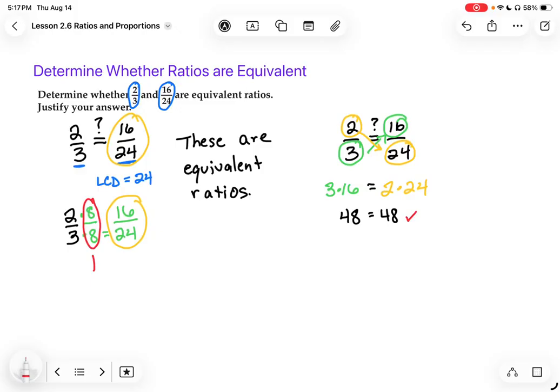So there are two different ways for us to answer this question. And so when you're answering this, you just pick whichever method seems easier at the time. Is it easier for us to find a common denominator and prove it that way? Or is it difficult to find a common denominator and so we do the cross products instead? Both methods are good ways to find out if we have equivalent ratios.